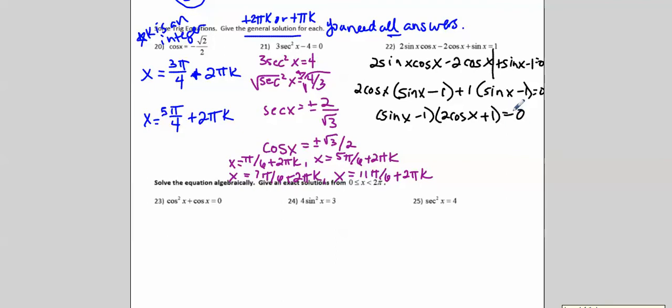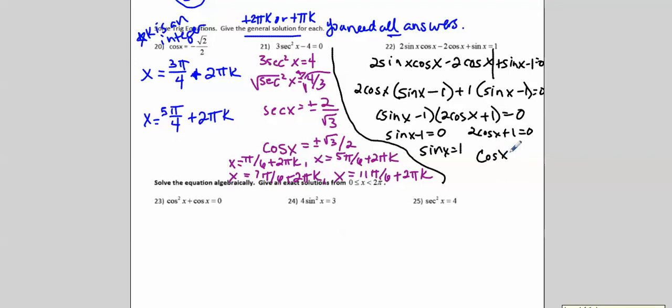So then I want to set both of those factors equal to 0. If I have sine x minus 1 equals 0, then I get sine x equals 1. And if I have 2 cos x plus 1 equals 0, I'll subtract the 1 and divide by 2, and I get cos x equals negative 1/2.